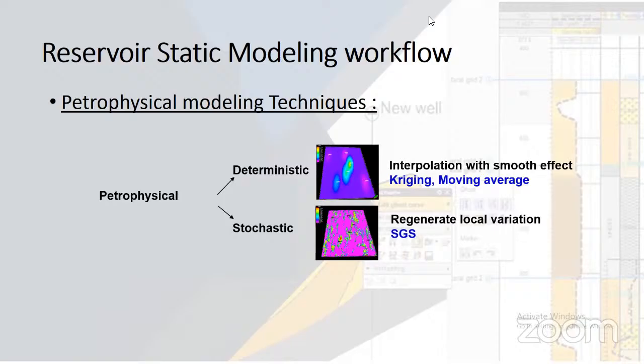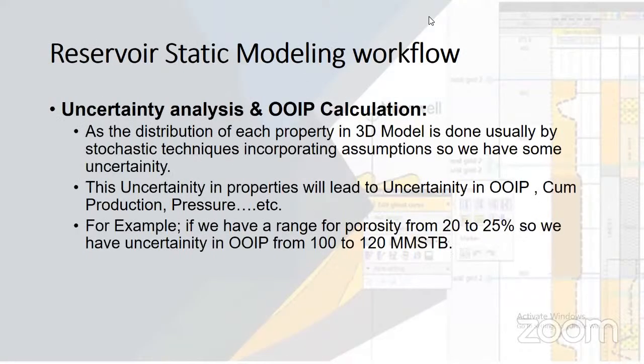When to use the deterministic and when to use the stochastic? In case you have dense data, a high number of wells drilled in your field, you will use deterministic methods like kriging and moving average. In case you don't have dense data, and you have just some wells in your reservoir, you will use the stochastic method.